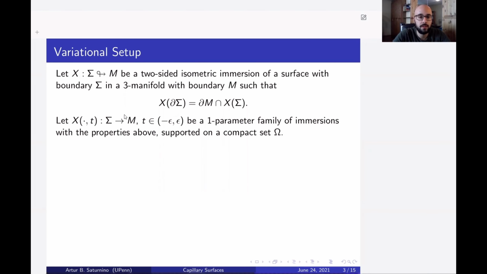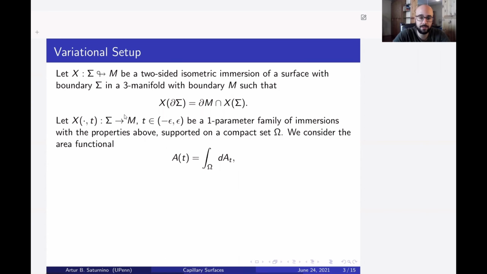So now let's consider a one-parameter family of immersions with this property. And let's assume that this one-parameter family is supported on a compact set omega, meaning that it is constant in t for points outside of omega. I'm going to consider some functionals.